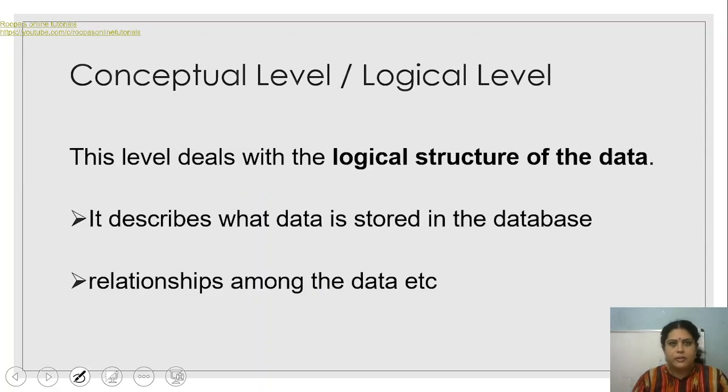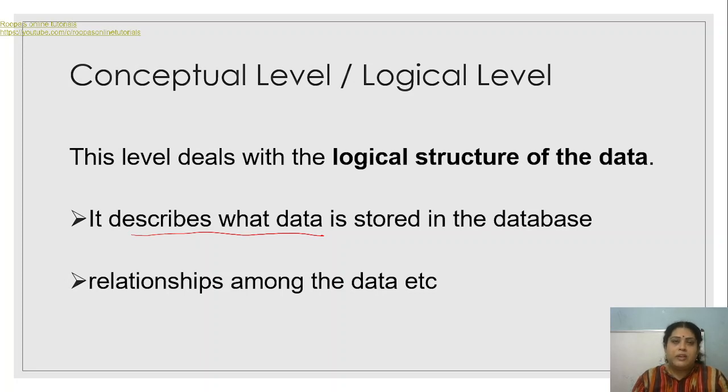The next level is known as the conceptual level or the logical level. So here it describes what data is stored in the database. So what data means the type of data you're going to store, numeric data, or the tables that you're going to create, what are the relationships among the tables, etc.